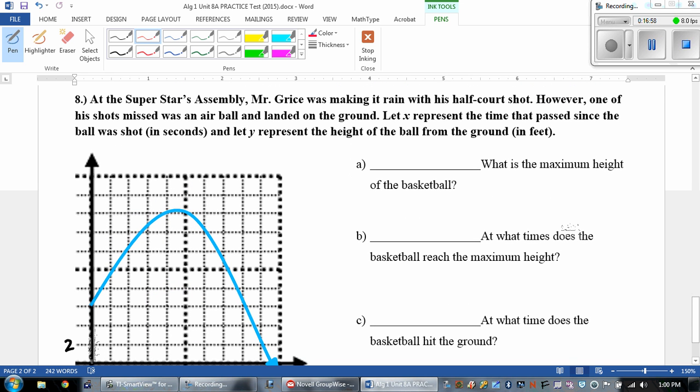All right, and then the last one, number 8. At the Superstars assembly, maybe I'm talking about the future, about what's going to happen. Mr. Grice was making it rain with his half-court shot. However, one of his shots missed and was an air ball, and it landed on the ground. So, let X represent the time that passed since the ball was shot in seconds, and Y is going to represent the height of the ball from the ground in feet.